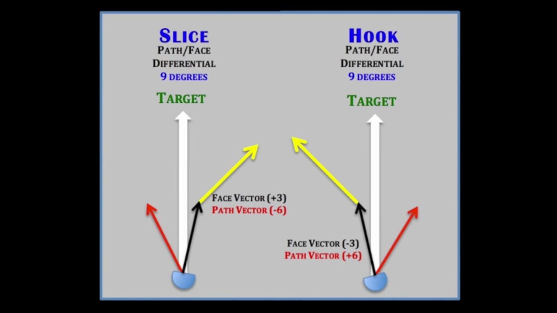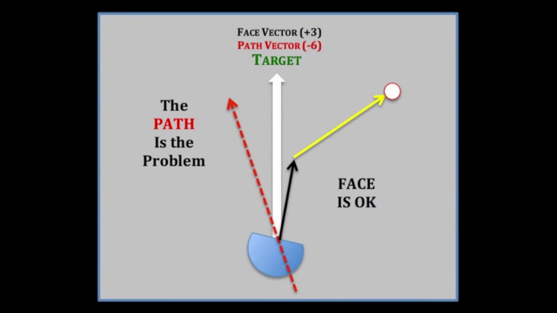If there is a big difference between the vectors, the curve will be big, producing either a big hook or a big slice. This graph shows a hook with a path that is 9 degrees to the right of the face, and a slice with the path 9 degrees to the left of the face. Now you know what makes the ball curve. Now you know if you hit that slice that starts a little to the right and then curves more to the right, that the face of the club is okay, but the path of the club is moving too far left of the face. You don't need to correct the face, you need to correct the path.